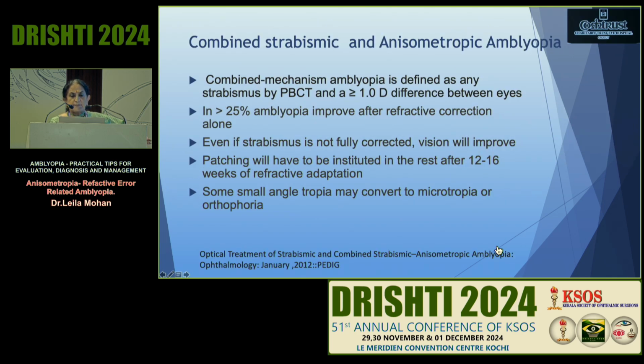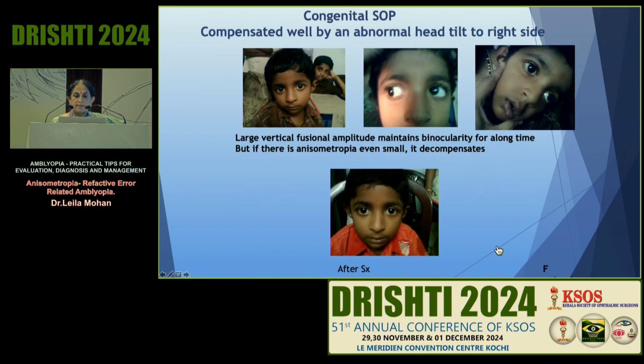So combined strabismic and anisometropic amblyopia, combined mechanism, is defined as any strabismus by PBCT and more than 1 diopter difference between both eyes. So even if strabismus is not fully corrected, if you give refractive correction, they may improve vision and get corrected. So patching will have to be instituted in the rest of the children after 12 to 16 weeks, that is, if they are not corrected by refractive correction. And some small angle tropia may convert to microtropia in these cases.